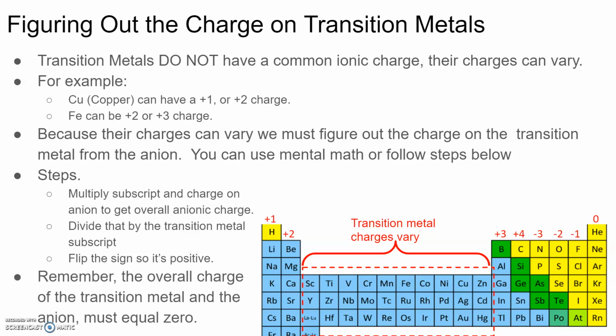Now the reason why these steps work is because, remember, the overall charge of the transition metal and the anion must equal 0. Remember that for any ionic compound, when you add up all their charges together, it has to equal 0. And that's what these steps allow us to do. So again, you can either use mental math, figure out what the charge must be in order for the overall charge to be 0, or you can follow these steps.